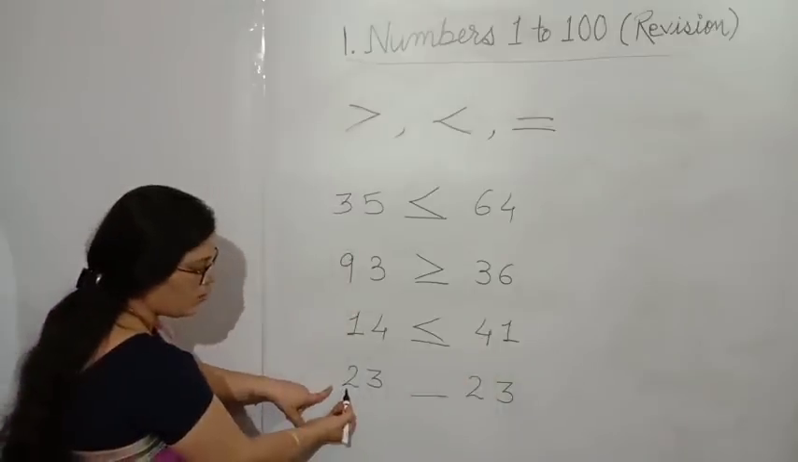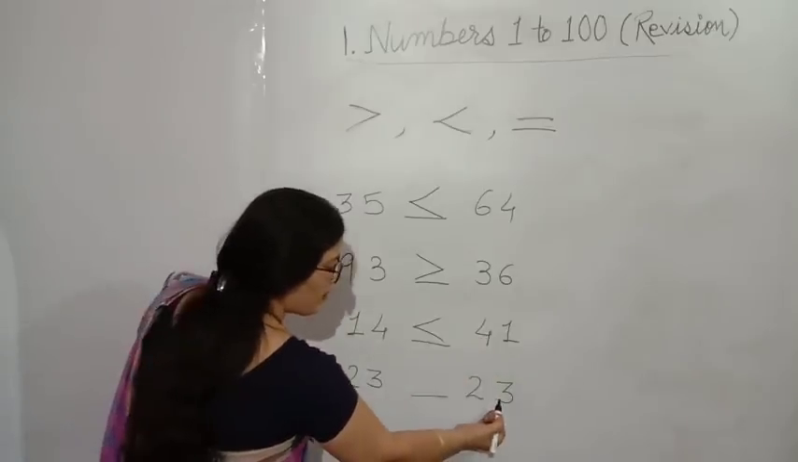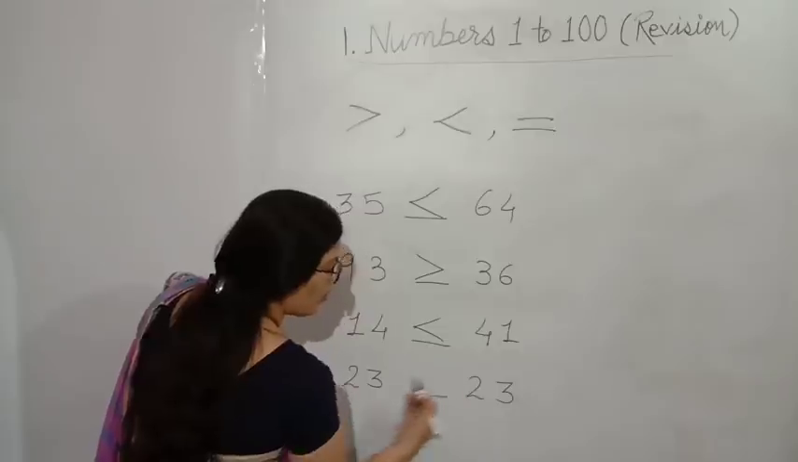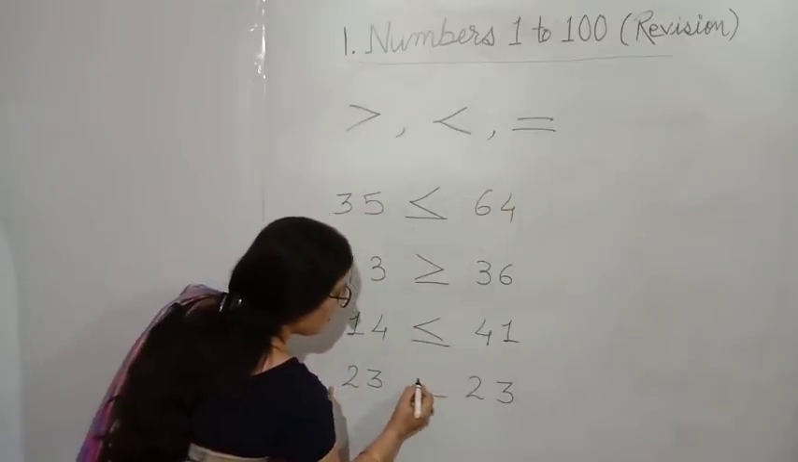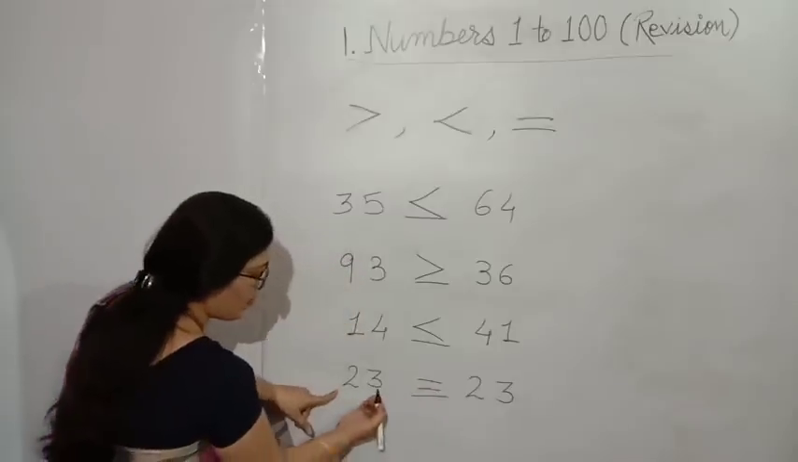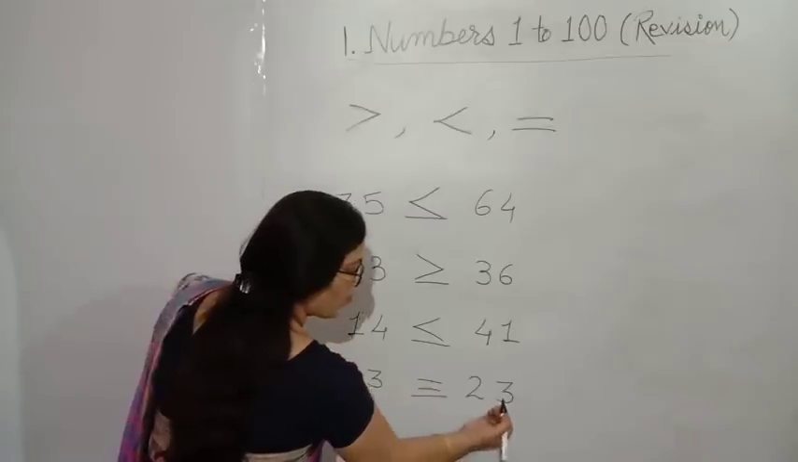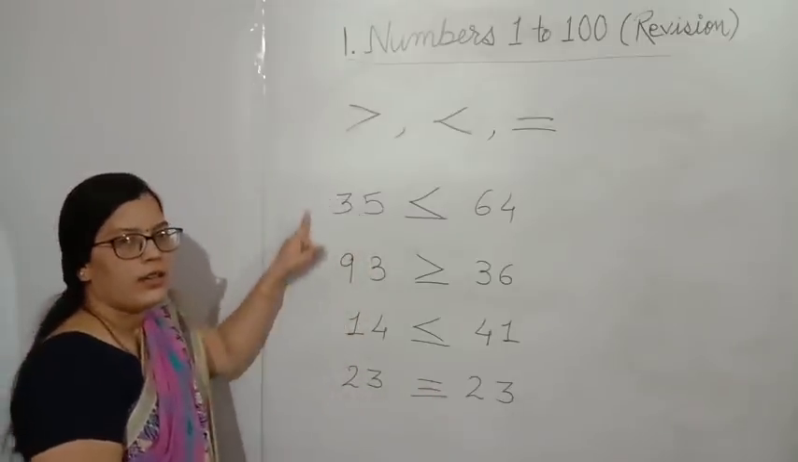Now here compare 23 with 23. Both numbers are equal. So which sign will we use? Yes, we'll use the equal to sign. 23 is equal to 23. Got it, all of you?